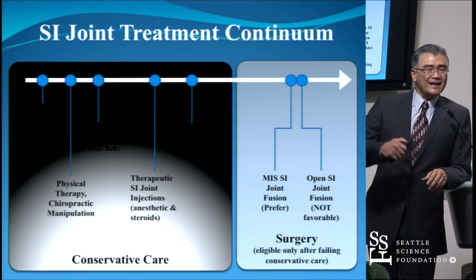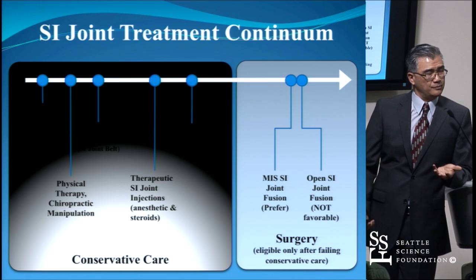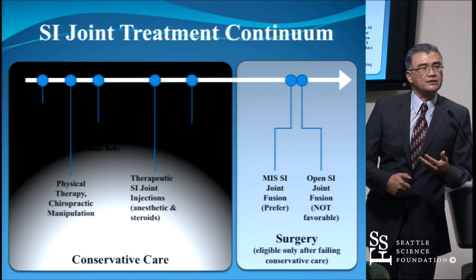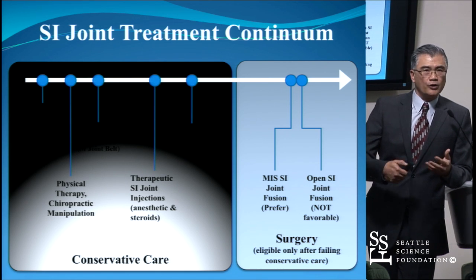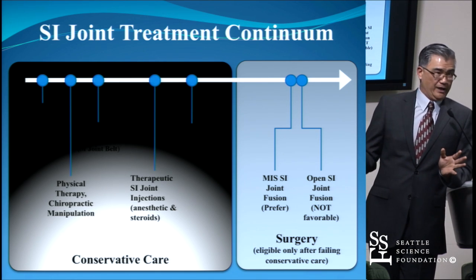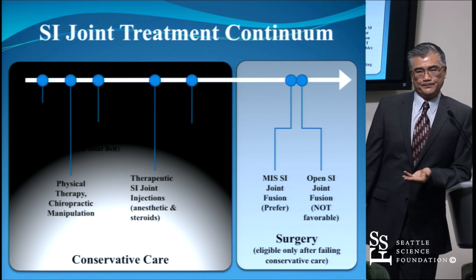And if the pain comes back, this type of patient can have radio frequency ablation to destroy the nerve endings so that they don't feel the pain. So eventually, if a patient fails all this conservative care, then you refer them to the surgeon to think about surgery.